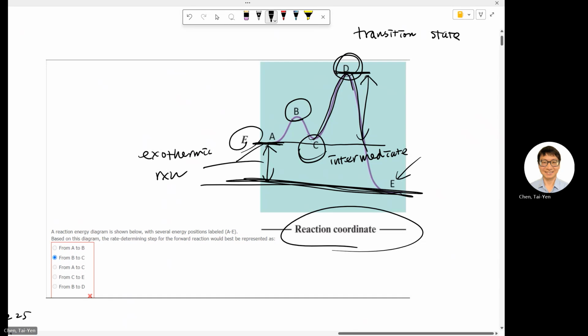You need to know your y-axis, the E is for the energy of each species, right? And on this plot, you have multiple different species. A is your reactant. B and D are your transition states. C is an intermediate. E is your product, right? And you can see that the energy of E is lower than the reactant A, telling you that the overall reaction is exothermic, all right?